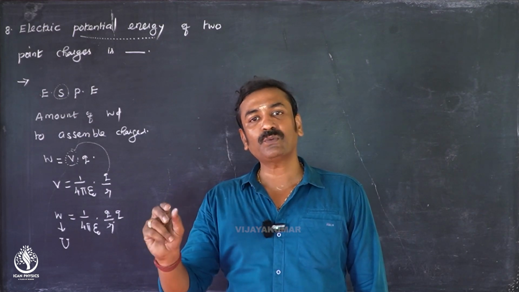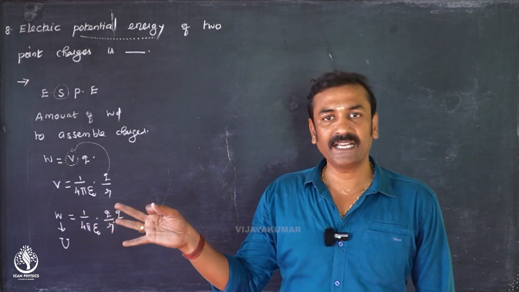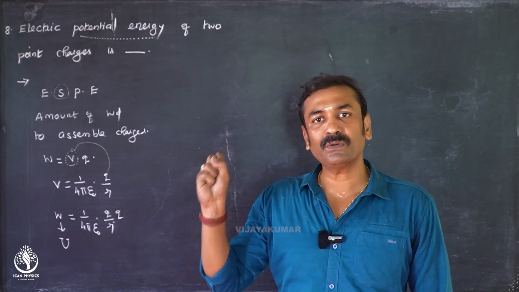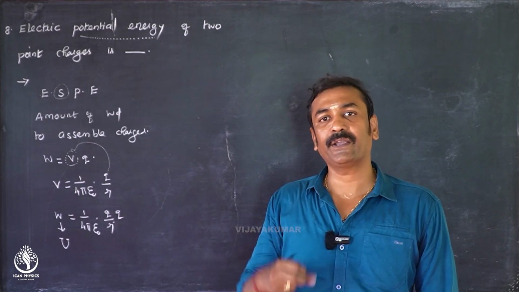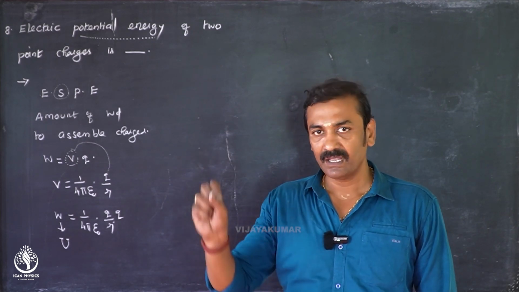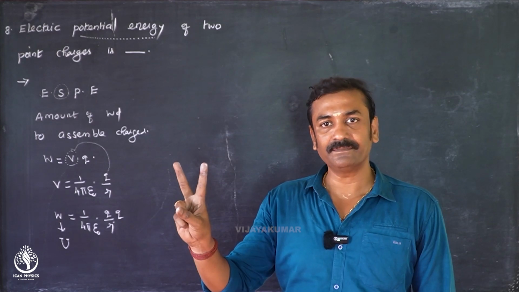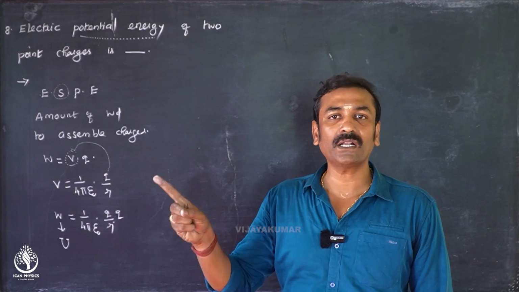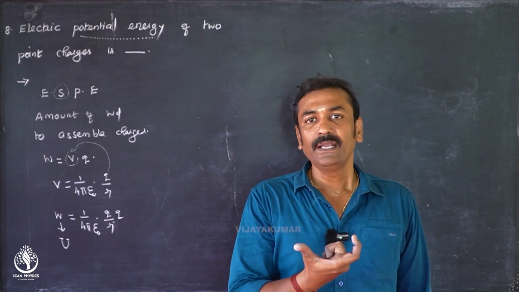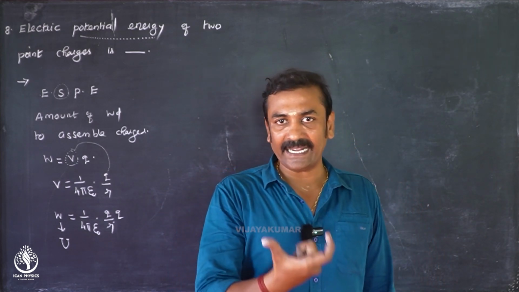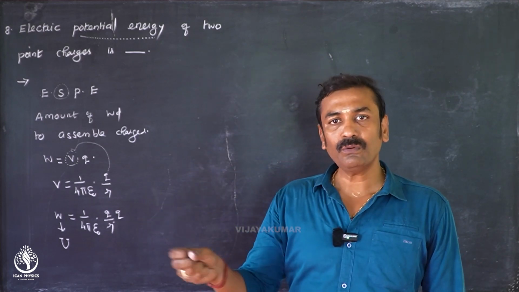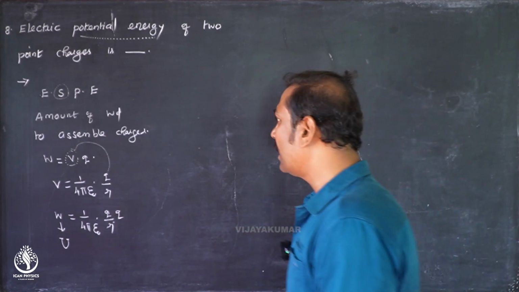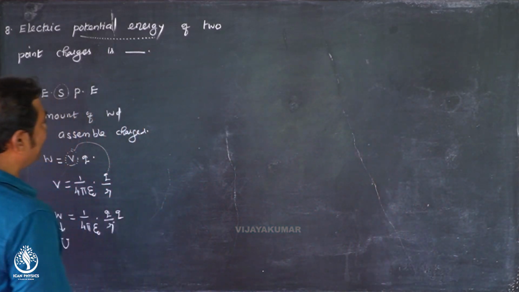Next one, the electric field: directly proportional to 1Q and inversely proportional to 2R, that is, Q by R squared. The third one is potential: directly proportional to 1Q and inversely proportional to 1R. The last one is electrostatic potential energy: 2Q and 1R.